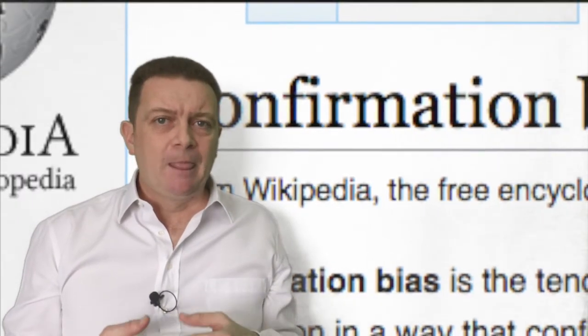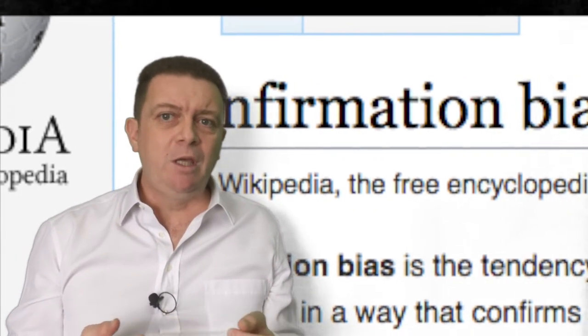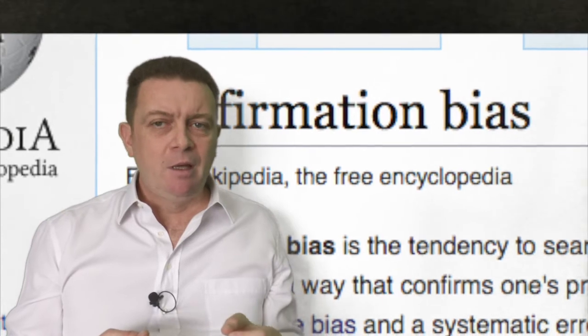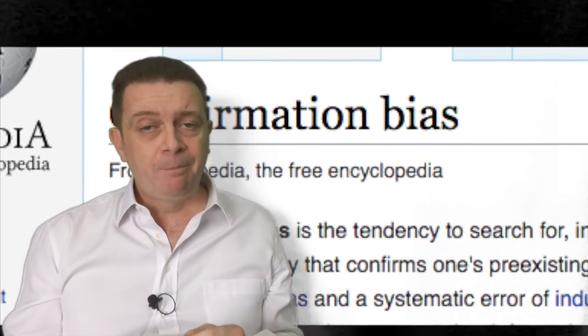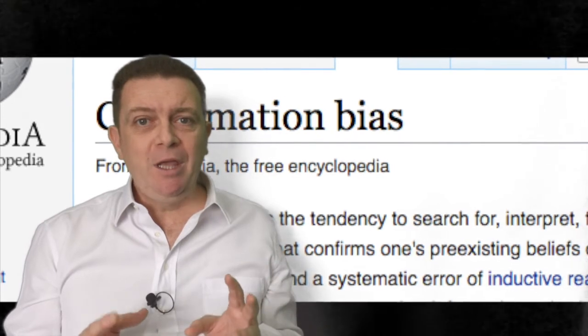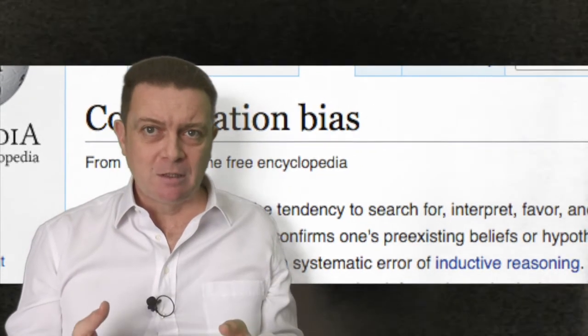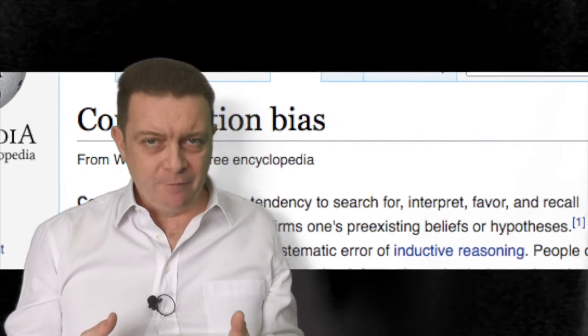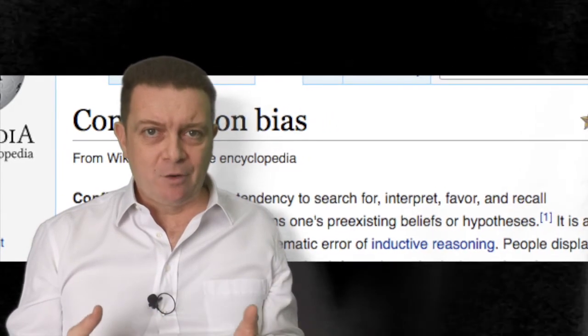One of the most common among our biases is the so-called confirmation bias. According to Wikipedia, it occurs when we search for, interpret, favor, and recall information in a way that confirms one's pre-existing beliefs or hypotheses. It is a type of cognitive bias and a systematic error of inductive reasoning. Being aware of your biases is no guarantee that you will not suffer from them, but training yourself to pay attention to evidence that contradicts your established beliefs is an extremely useful practice.